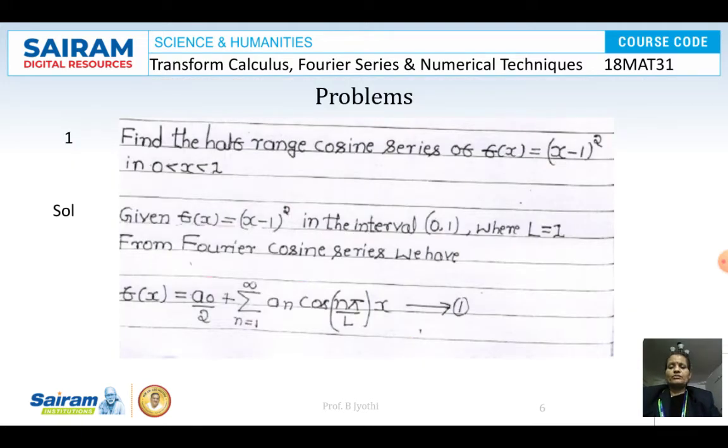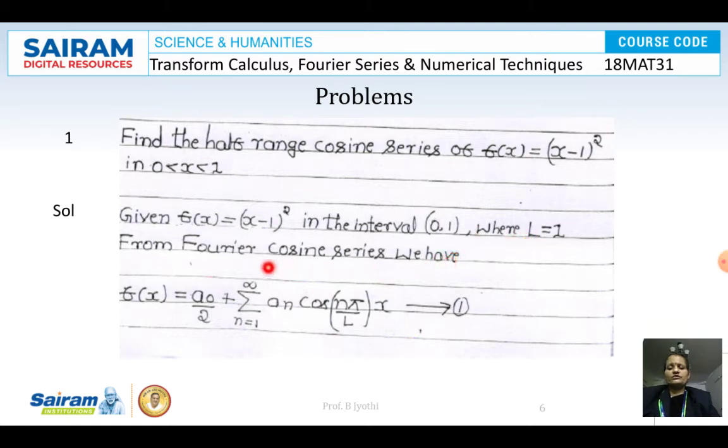Let's see the problems now. Find half-range Fourier cosine series for f of x is equal to x minus 1 the whole square, where x is from 0 to 1. Consider the given function, that is f of x, in the interval 0 to 1. So when it is equated to the interval, we get L is equals to 1.